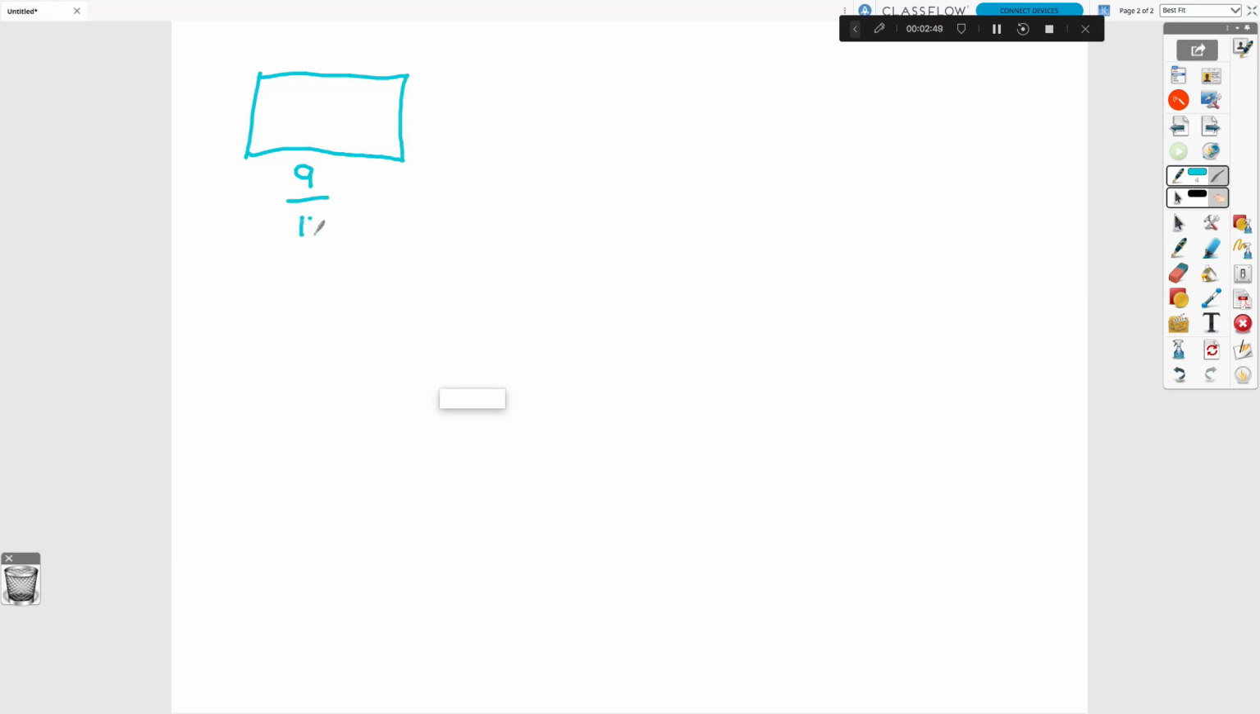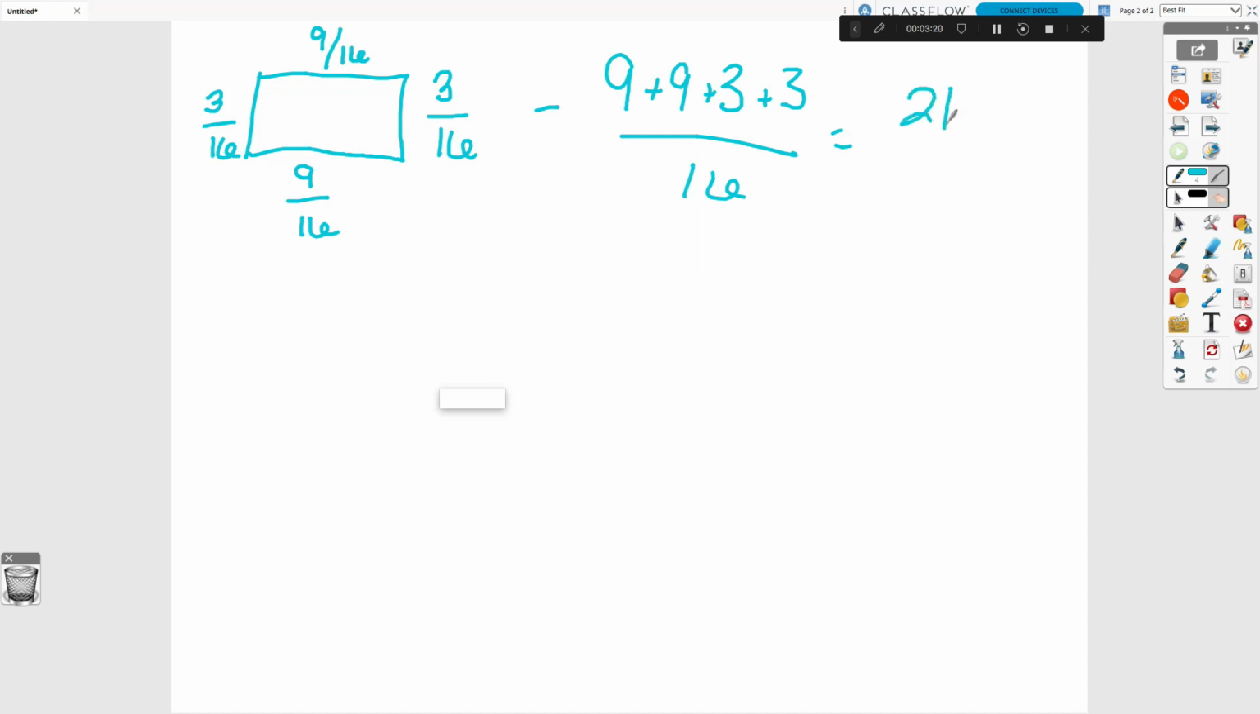where this is 9/16 and this is 3/16. If I'm adding all of the sides together, I need to also know that this side is what? And this side is? When I add those together, what do I get? 21/16. Can I leave it like that? Ooh, 16 can't be divided by 3. Just kidding. But 21 is bigger than 16, so what can I do? Divide. How many times will 16 go into 21? With how many left over?